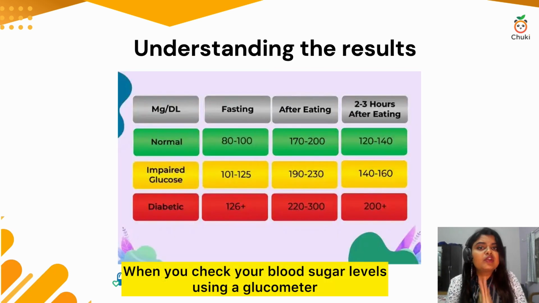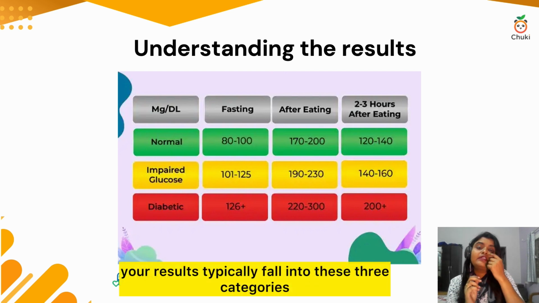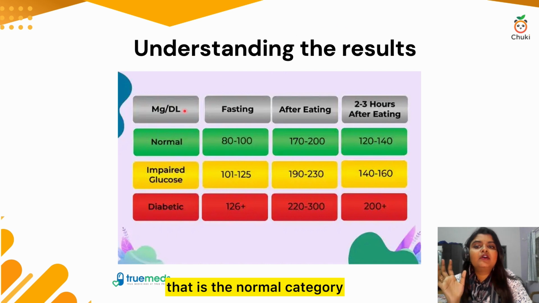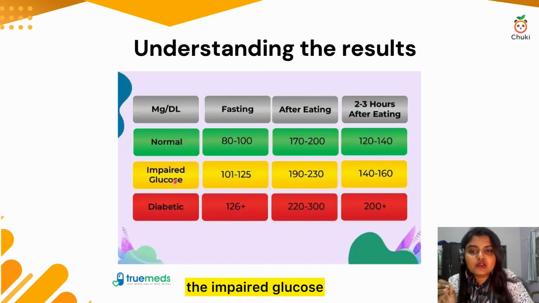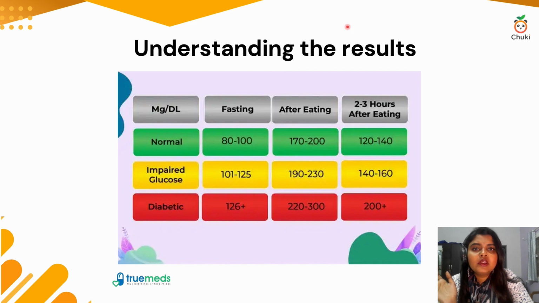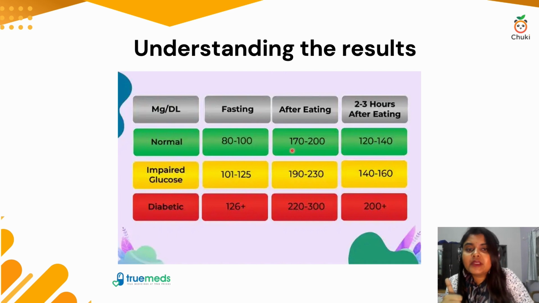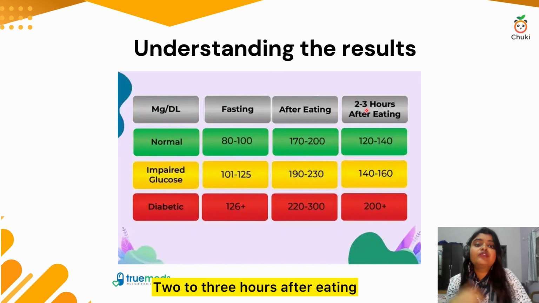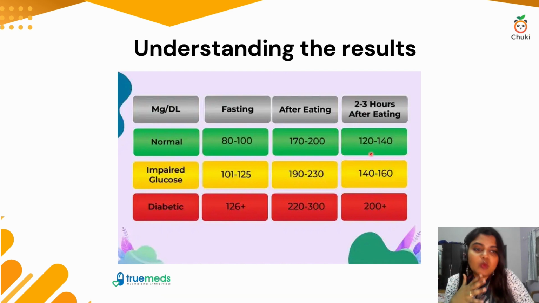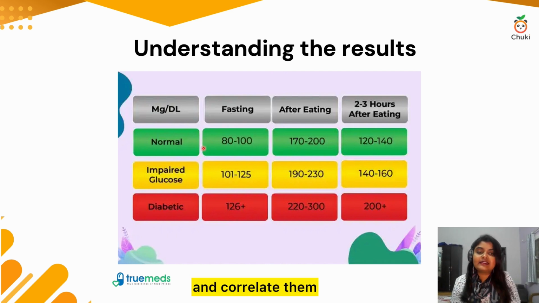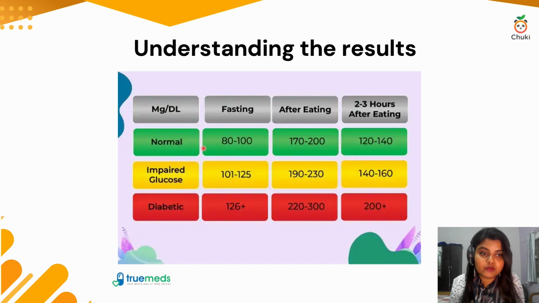When you check your blood sugar levels using a glucometer, your results typically fall into these 3 categories: the normal category, the impaired glucose, and the diabetic. So let's try to understand. In the normal range, your fasting should be between 80 to 100. After eating, it should be 170 to 200. 2 to 3 hours after eating, it could be 120 to 140. These are the results that you need to understand and correlate them. Reference values, I would say.